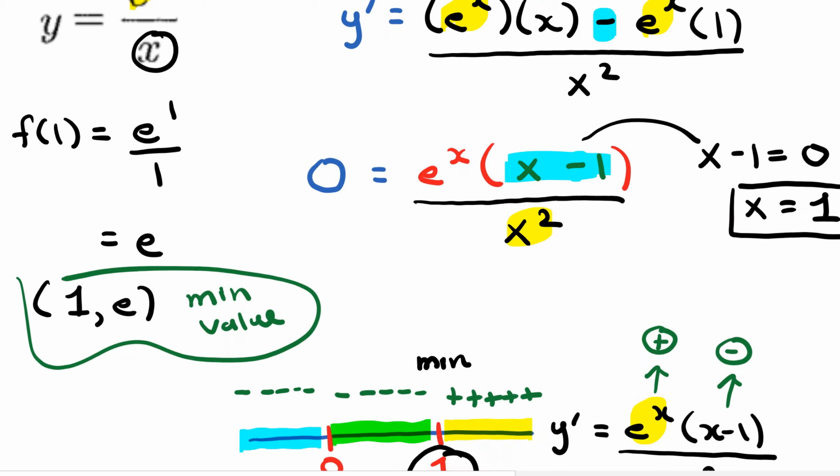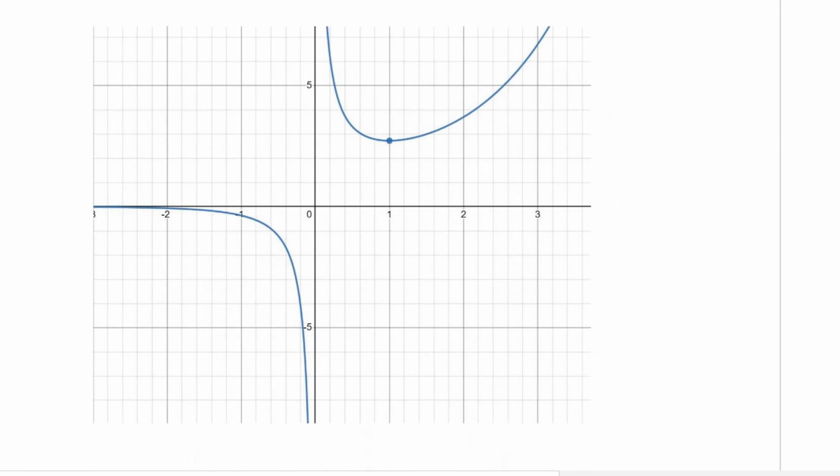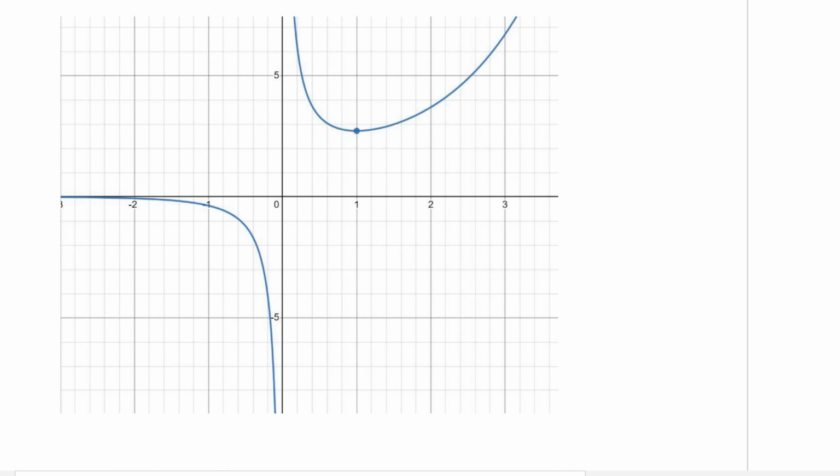Okay, and just before we finish this off, here is a little graph of the original function here. So if you went to your graphing calculator and graphed this, the function is y equals e to the x all over x. And this point right here is the point 1 comma e, which is our minimum point there. So that is the only extrema value in this problem. Okay, let's move on to another one here. I'll try to do this one a little bit faster here.